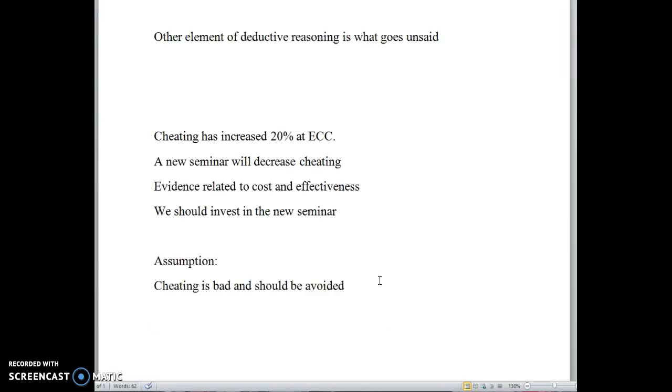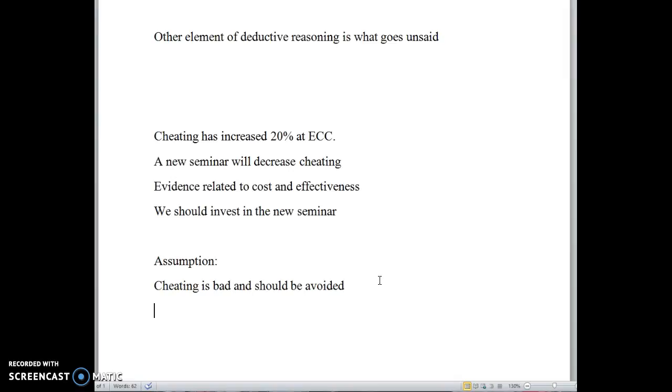But cheating is bad and should be avoided. That's something that you can rely on as an assumption. Because at the end of the day, you have to make some assumptions, right? You can't state every single thing that must be true because you will never stop talking, right? There's always some underlying assumption that needs to be made, right? But the point is, some things shouldn't be left to chance, okay?